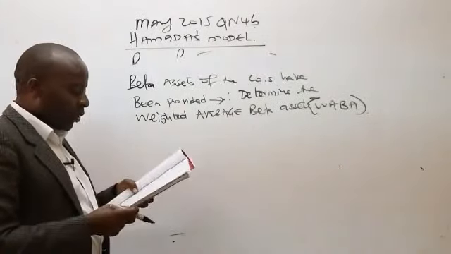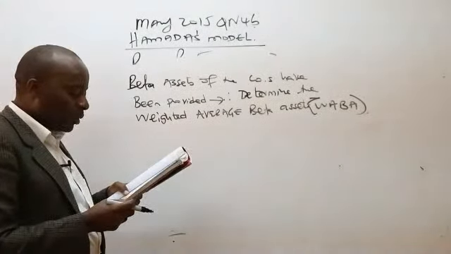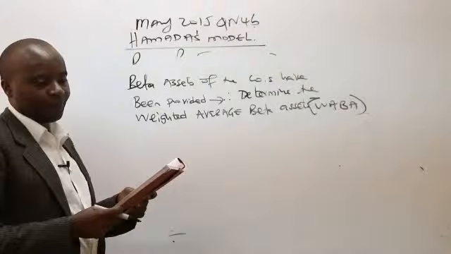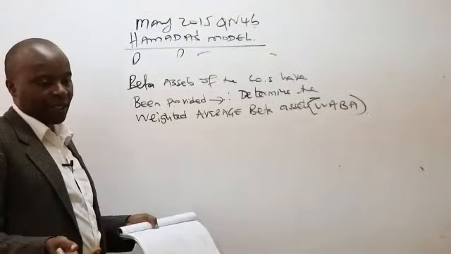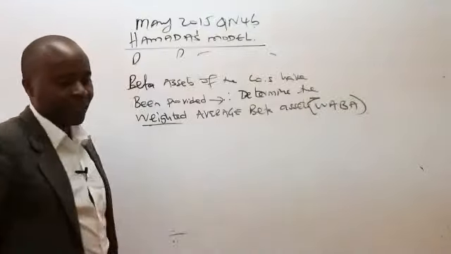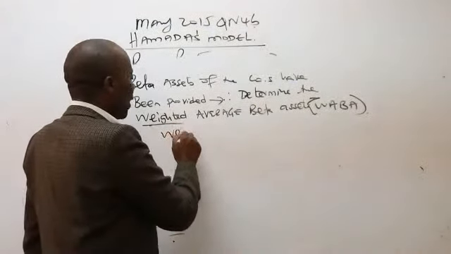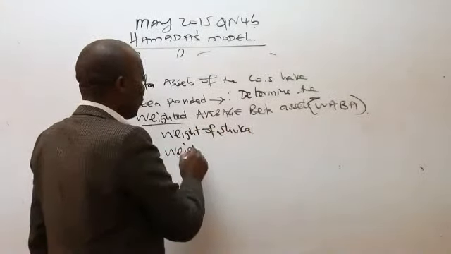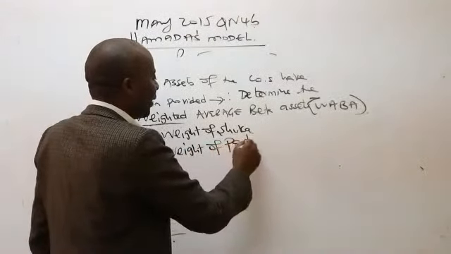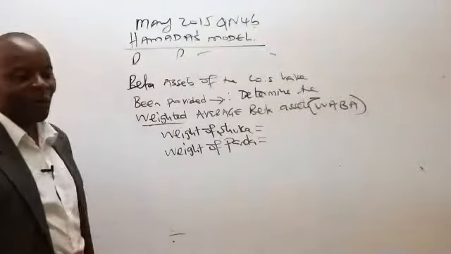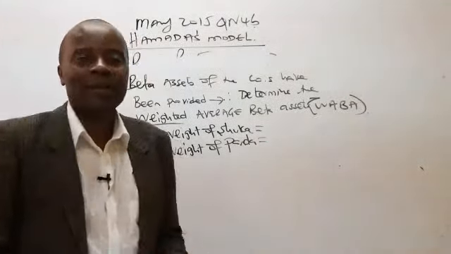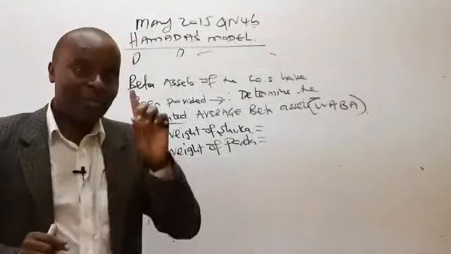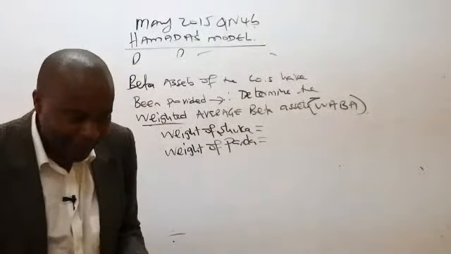So then, ladies and gentlemen, what shall we do for us to be able to get the weights? We need the weights. I would want someone to give me the weight of Shuka and the weight of Panda. Please give me the weights or tell me how to do it. Remember, you've got two ways: you can either type there, or you unmute yourself right away and speak to us.